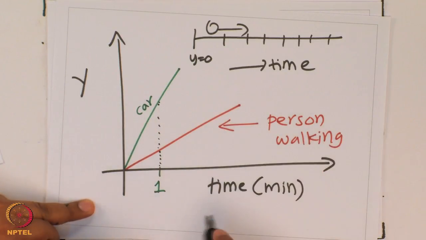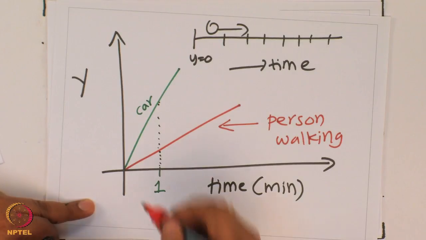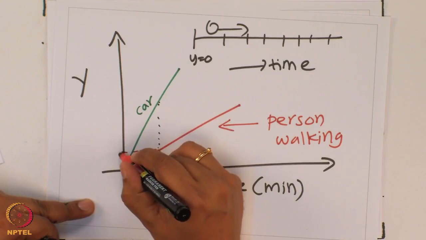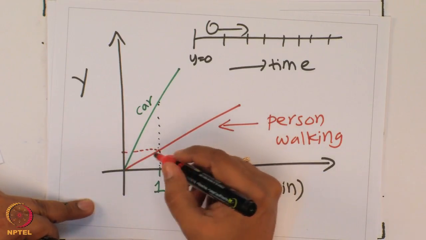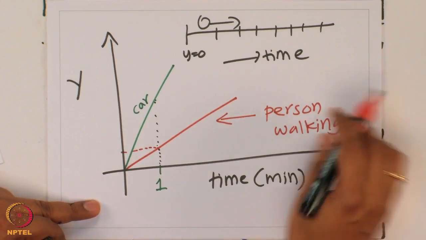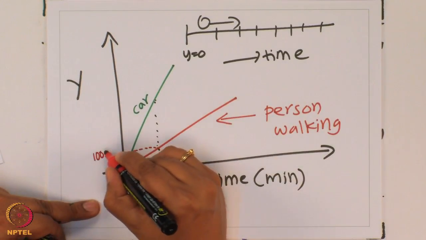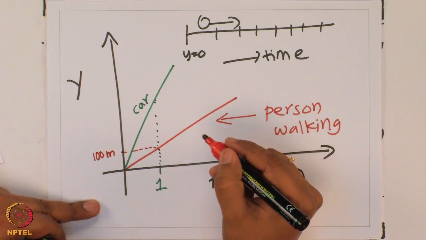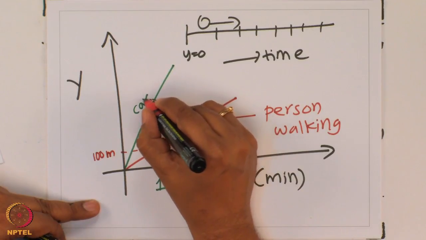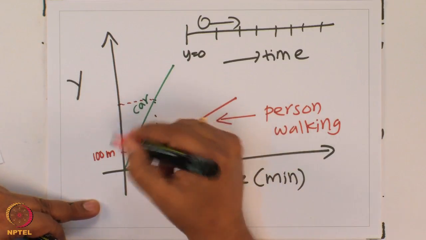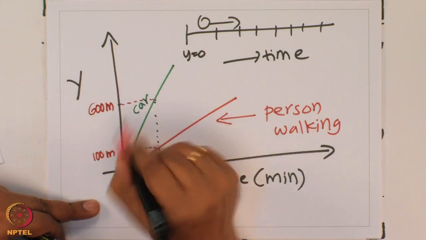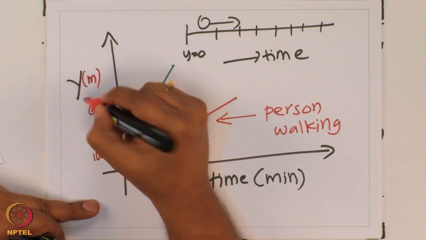After 1 minute, if we look at it, how much distance did the person travel? If you consider this person, the red curve says that the person has reached only here. So after 1 minute of walking, let us say the person has covered 100 meters. The car or bicycle in the corresponding time would have covered many 100 meters. So this could be like 600 meters or so, where y is the distance in meters.